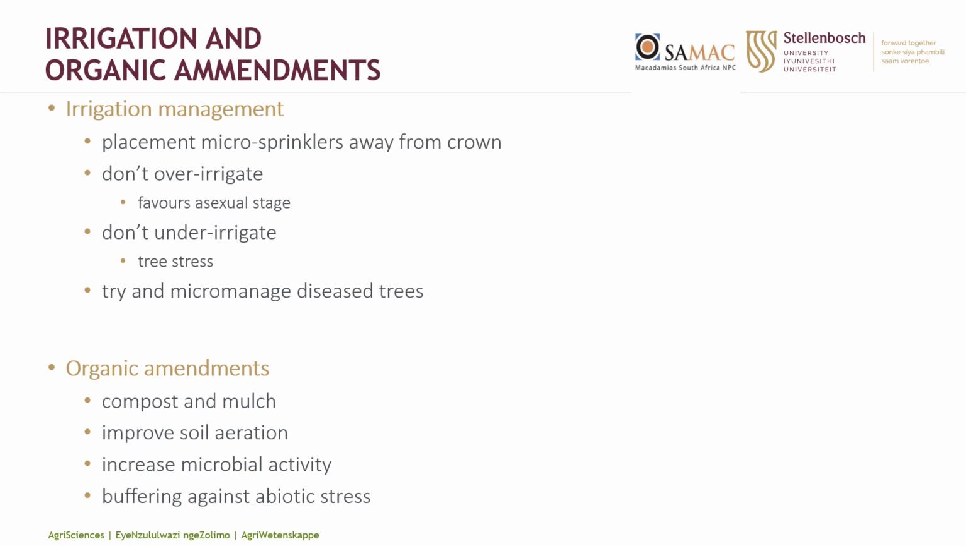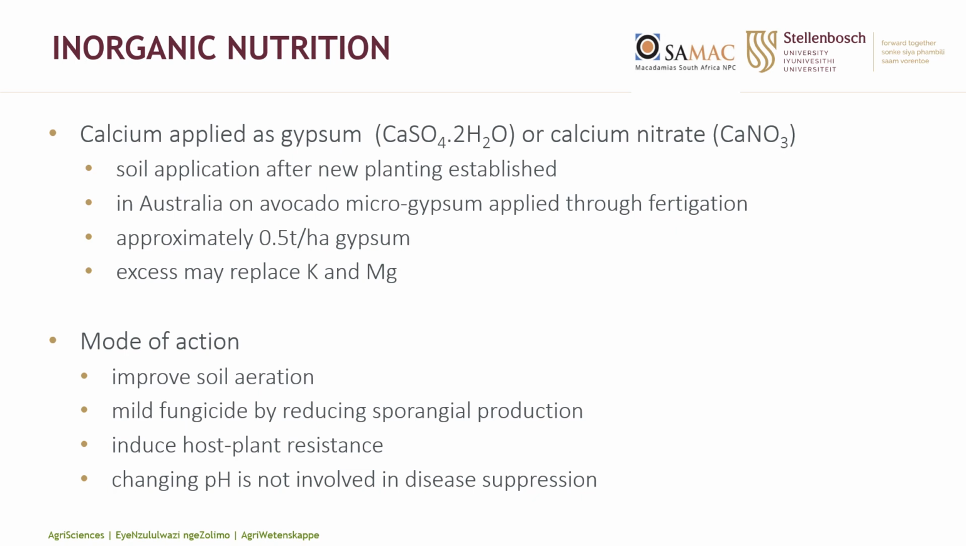And I think this is also important when replanting smaller trees into an older orchard. Then for organic amendments, applying compost and mulch not only improves soil aeration, it increases microbial activity, and it also yields a buffering against abiotic stress, which can altogether reduce the conditions favorable for development of disease. It is important that fertilization of the trees should be optimum according to soil and leaf nutrient analysis.